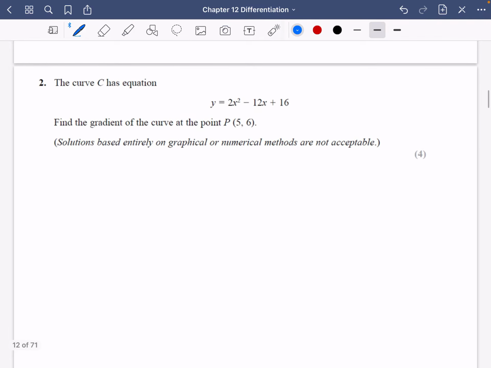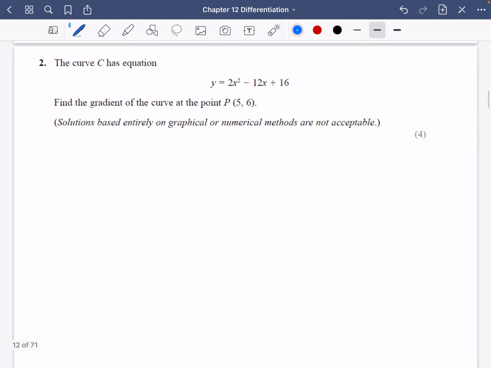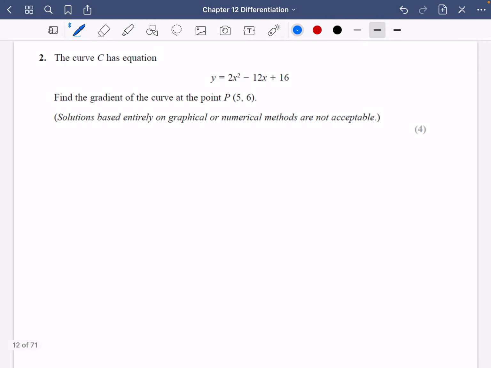So here is an exam question, and it says here that the curve has equation blah, blah, blah. Find the gradient of the curve at this point. So there's 2 things I'm going to do. First of all, I'm going to differentiate to find the gradient function. So if y is equal to 2x squared minus 12x plus 16, when I differentiate y, I get dy by dx. When I differentiate 2x squared, 2 times 2 is 4, and reduce that power from 2 to 1. 12x becomes a 12, and the 16 will simply disappear.